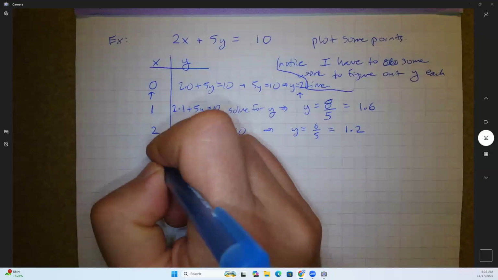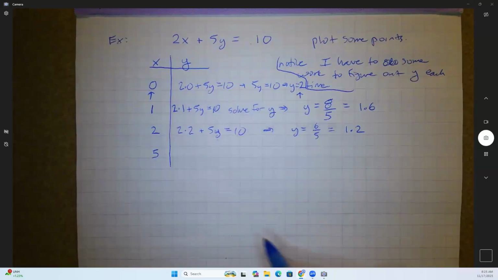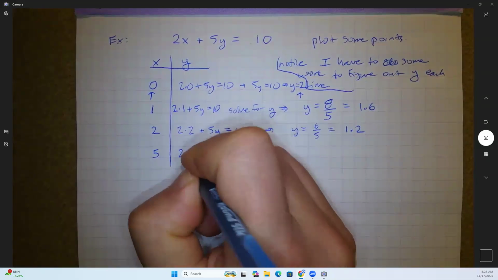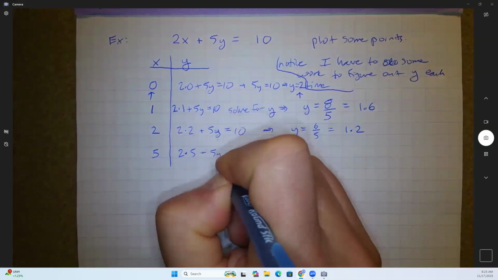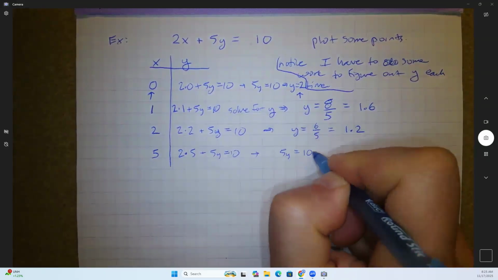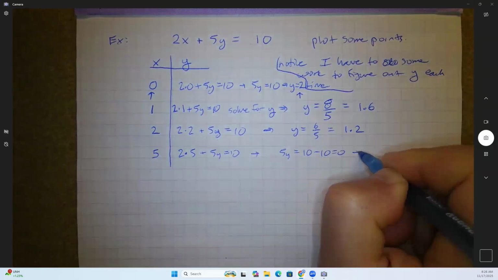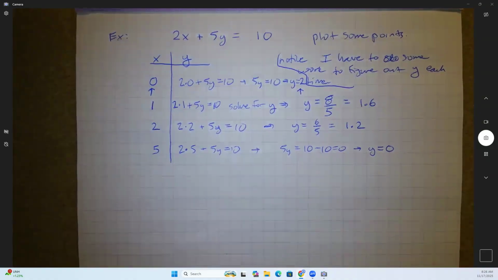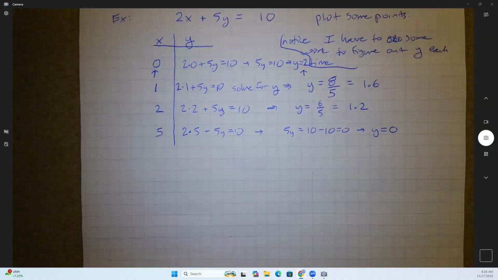Keep going. Let me jump up and just, let's say x equals 5. So then 2 times 5 plus 5y equals 10. That means that 5y equals 10 minus 10, which is 0. So y actually equals 0. So now I have a couple points and I can plot some of these points.